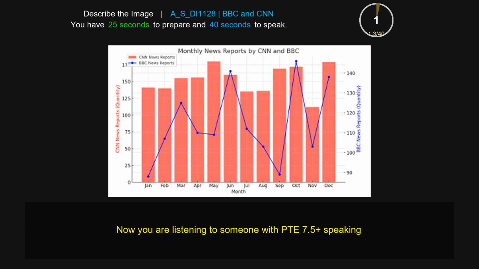The given image is a graph image. It gives us information about monthly news reports by CNN and BBC. The x-axis consists of months from June to December, while the y-axis consists of CNN news reports quantity from 0 to 175. Furthermore, the x-axis consists of May, which is highest at 175 and lowest in January, that is 155. It furthermore signifies the BBC News report, which is from August to January, from September to October, etc.